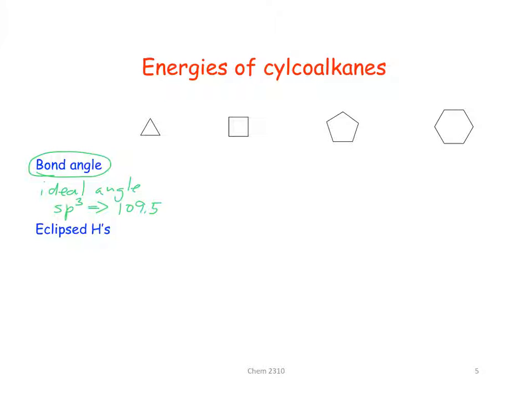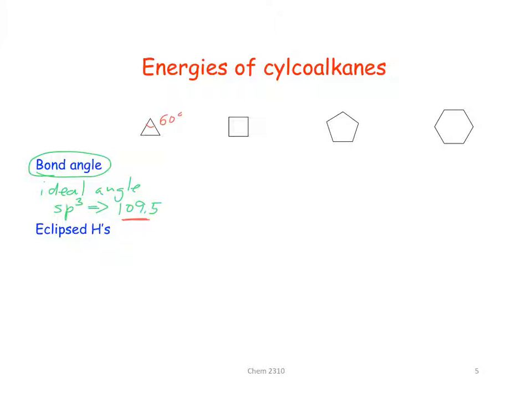All right, so let's look at what the angles actually are. In a cyclopropane, what's that angle? Okay, it's only 60 degrees. So the carbon wants to be 109.5, but it's bent all the way down. It's forced all the way down to 60. That creates a lot of strain. Okay, angle strain. It wants to snap back open, but it can't.